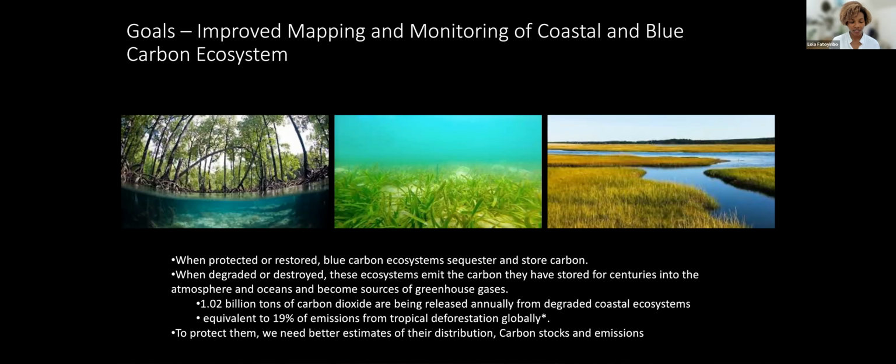It's actually estimated that about 1 billion tons of carbon dioxide are being released annually from degraded coastal ecosystems. That's almost 20% of the emissions from tropical deforestation globally. And so in order to better protect them and manage them and potentially restore them, we need better estimates of their distribution, their carbon stocks, and the related emissions that come from their changes.